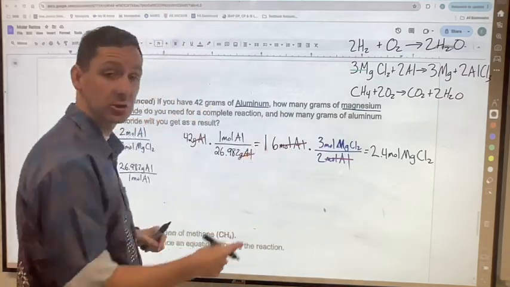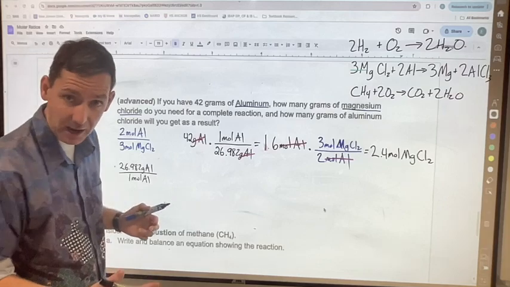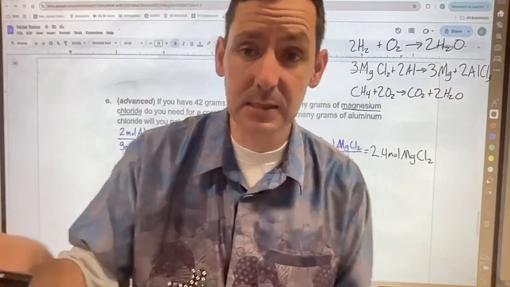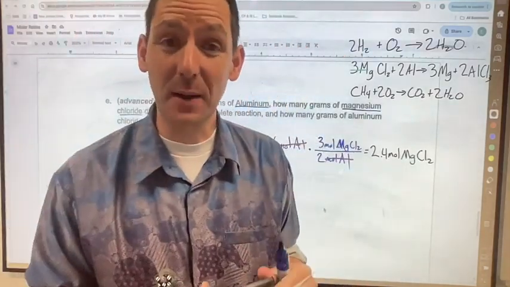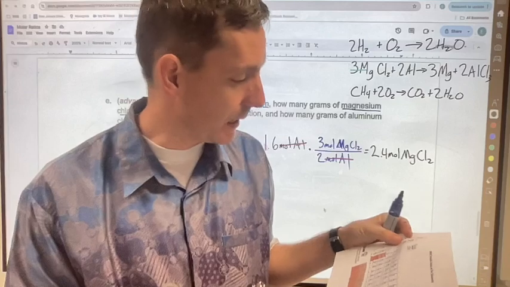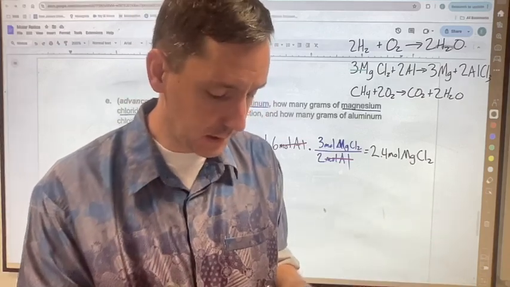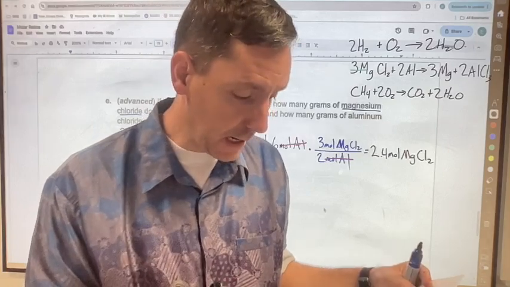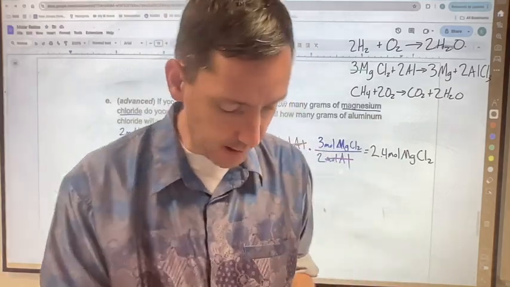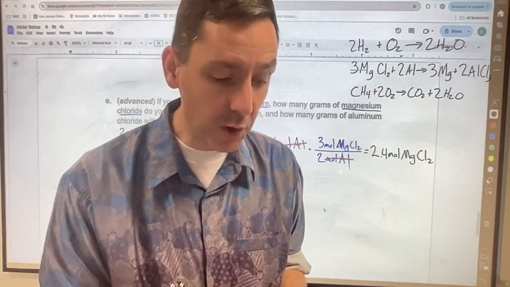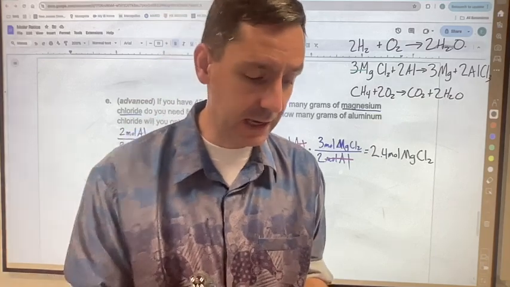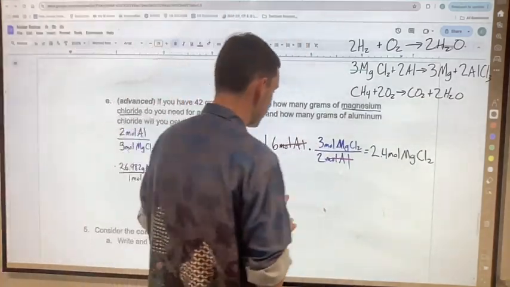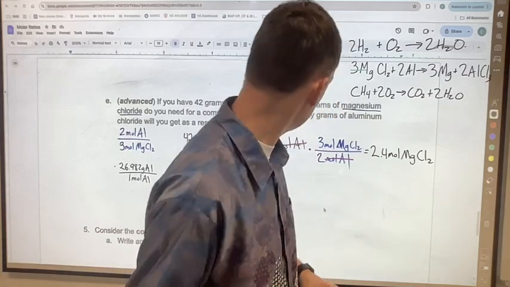So now I'm going to use the grams of magnesium chloride. I'm going to do the same process. So now I need to go back to my table of elements. I need to find out what the molar mass of magnesium chloride is. So magnesium is 24.305. And then chlorine is 35.45. And there's 2 of those. So I'm going to add that on again. And I get 95.2.